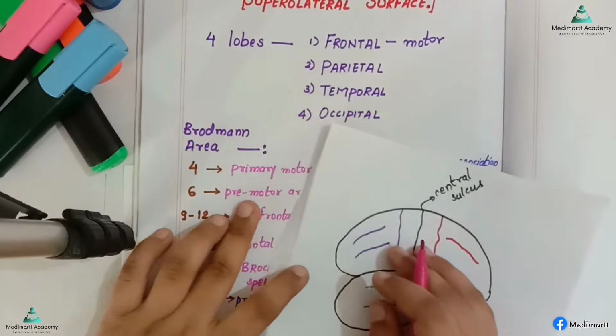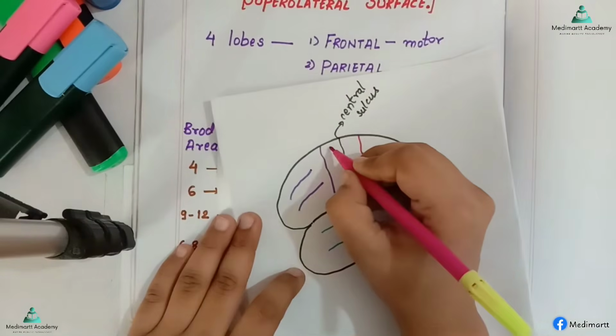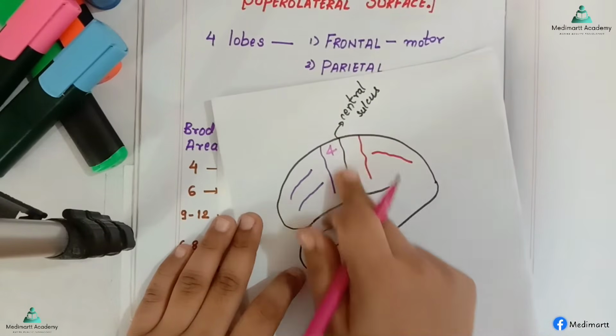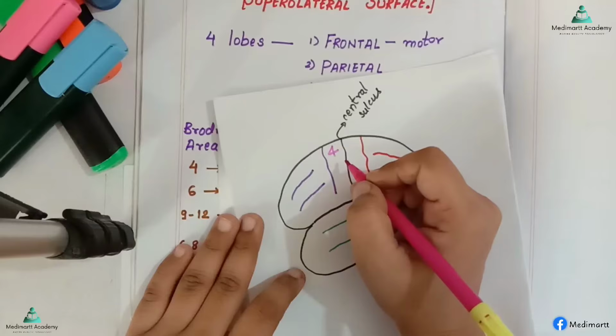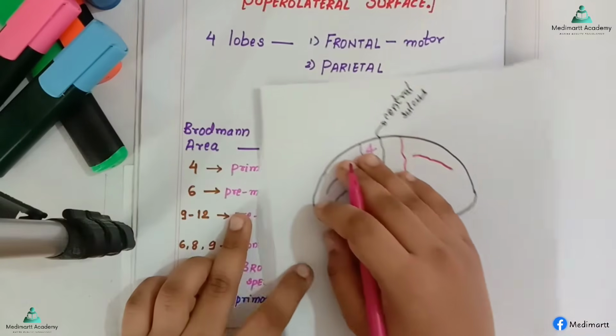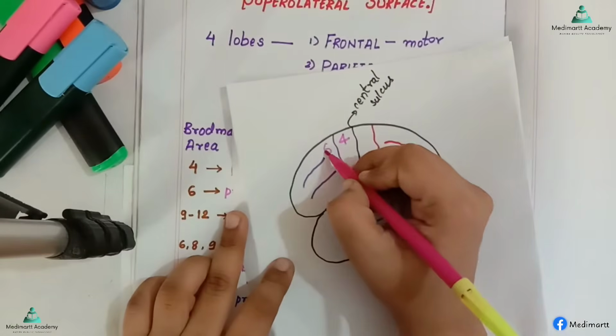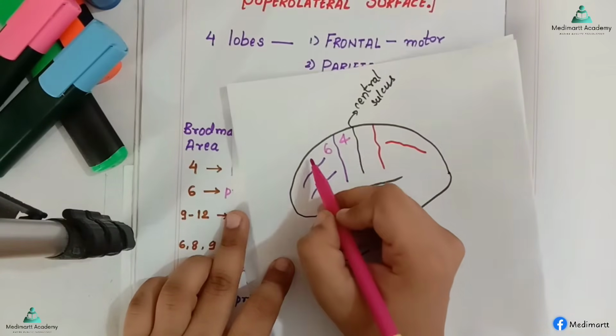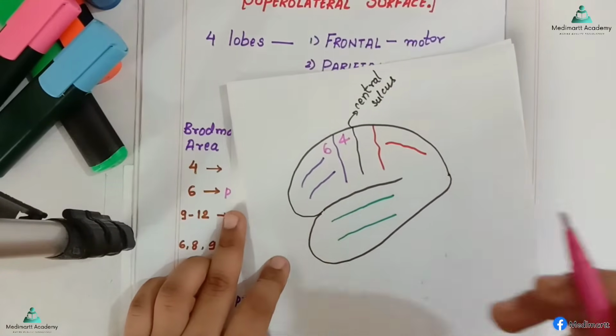So first of all we are going to mark the primary motor area, which will be present in the precentral gyrus. This is the precentral gyrus. Then we will be having area number 6, that is the premotor area. It will lie in the posterior aspect of the superior frontal, middle frontal and inferior frontal gyrus.